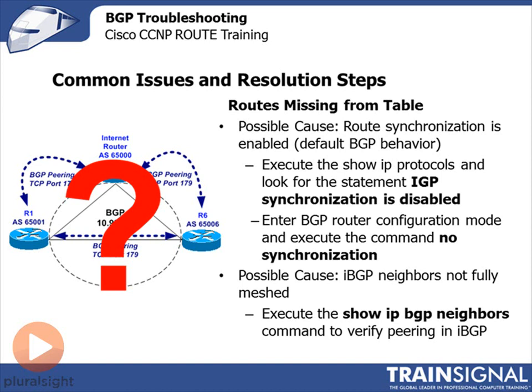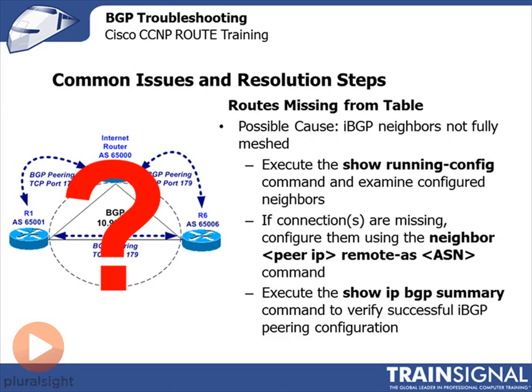You can do show ip bgp neighbors to verify that peering is happening correctly. And you can use the show running-config command, and you may have to do a little bit of digging and detective work to determine whether or not the neighbors are fully meshed. If there are connections that are missing, for instance, in the graphic that we have to the left, if these were iBGP routers in AS 65000, the internet router and router 1 were connected directly, and then router 1 and router 6 were connected, but there was no connection between the internet router and router 6, that would be a missing leg to a fully meshed environment.